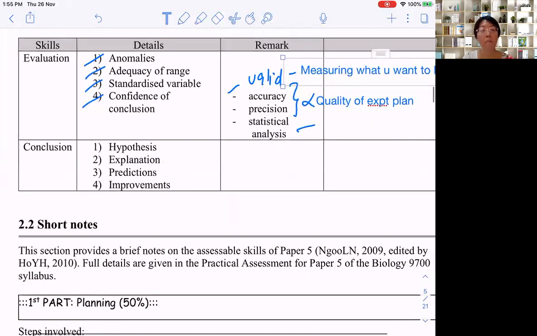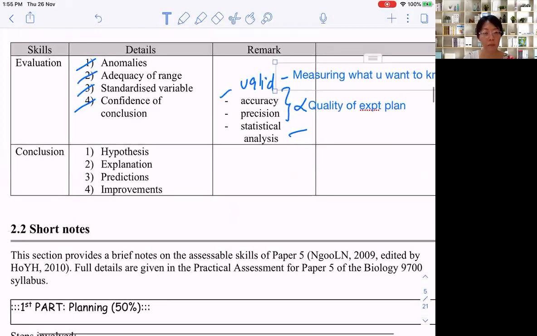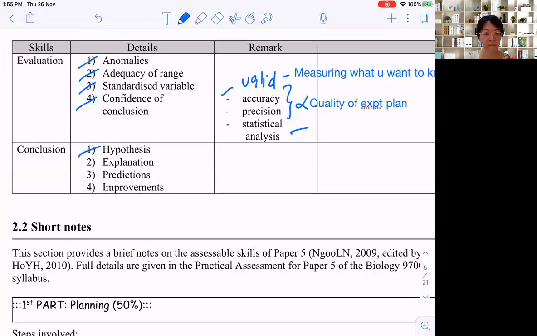So compare your result with the hypothesis. Okay? Sometimes you'll be asked to explain your result using theory that you've learned. How come the temperature is like this? How come it changes this way? And then use your result to predict: if the temperature is this, then what should the result be? Then any possible improvements that can be made to the experimental plan so that your results become more valid, accurate, and reliable. All right?